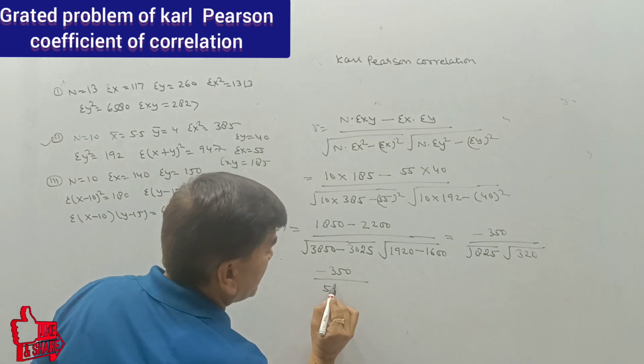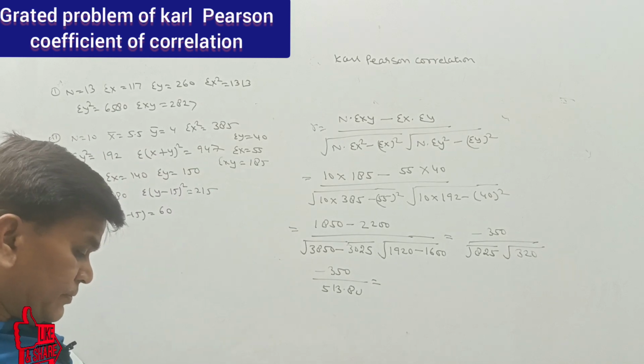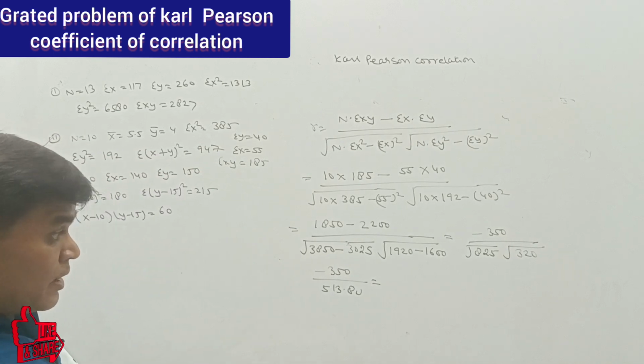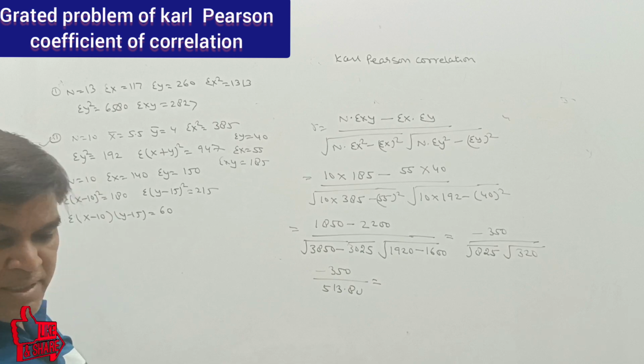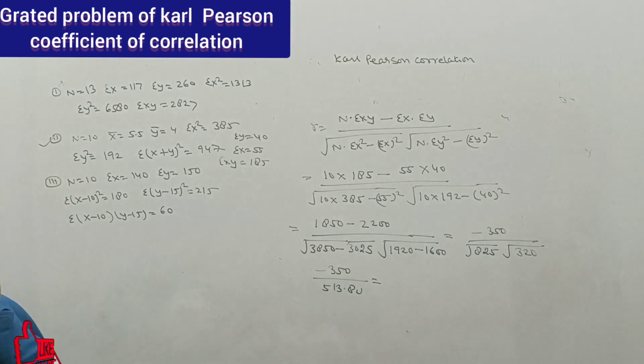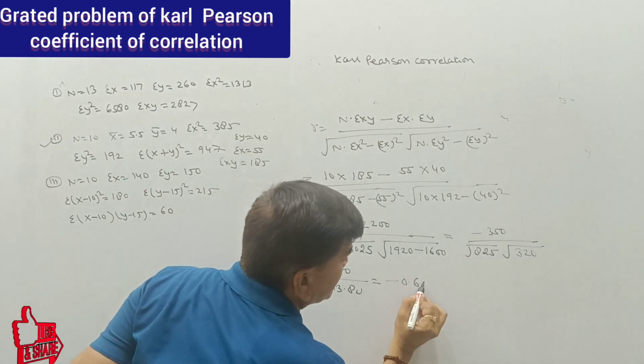513.80. So the result will be 350 divided by this value, that is minus 0.68. Okay, so that is minus 0.68.